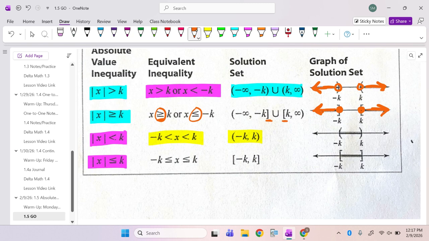If you look at it from a graph, open circle, it's literally in between. Only difference here is that this becomes a closed circle in between.